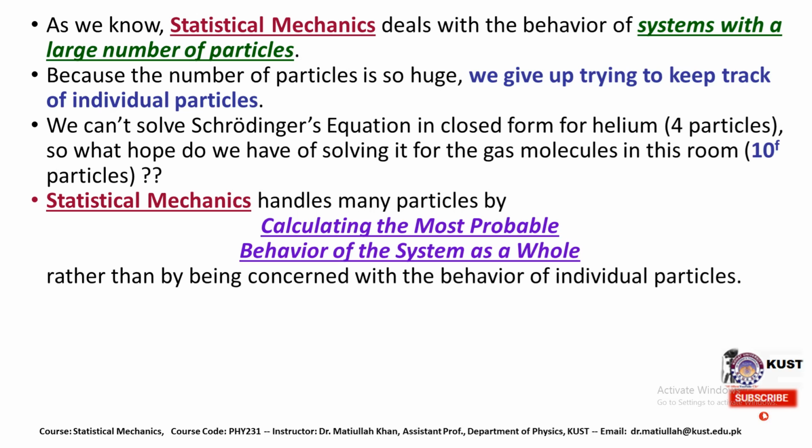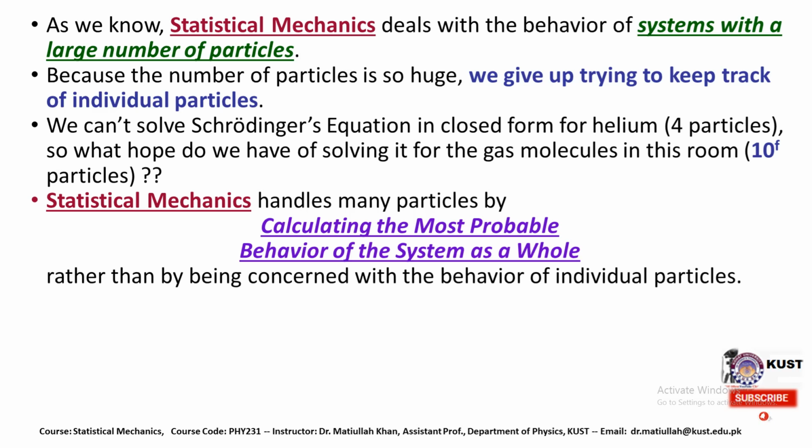As we know from the very beginning, in statistical mechanics we are dealing with the behavior of systems with a large number of particles, and as the number of particles is huge, we give up trying to keep track of individual particles. We cannot solve the equations of motion for each of the particles involved in the system. We cannot solve the Schrodinger equation for all the particles involved in that system.